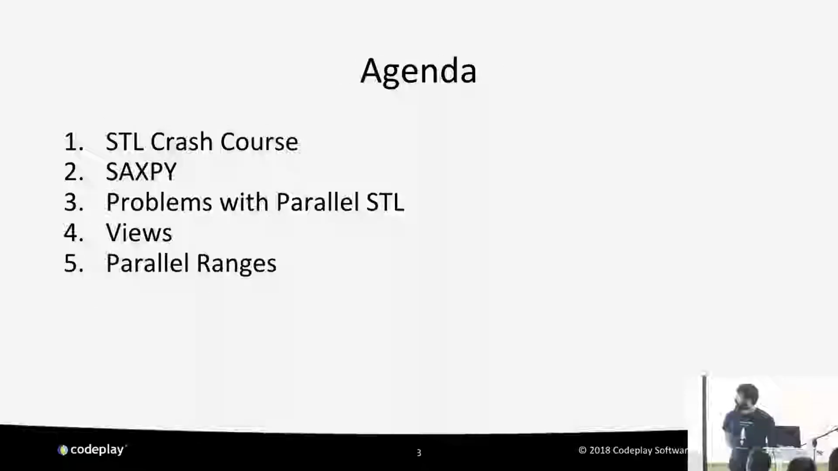Now, today we're going to quickly go through the STL at a high-level design. Then we're going to look at the SAXPY BLAS primitive, before we look at the problems with the STL when we touch parallelism. And then we'll look at how views can assist with making things called parallel ranges, and then we'll actually explore what parallel ranges are.